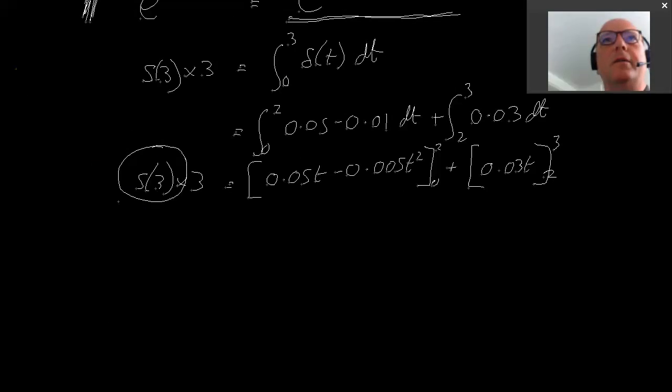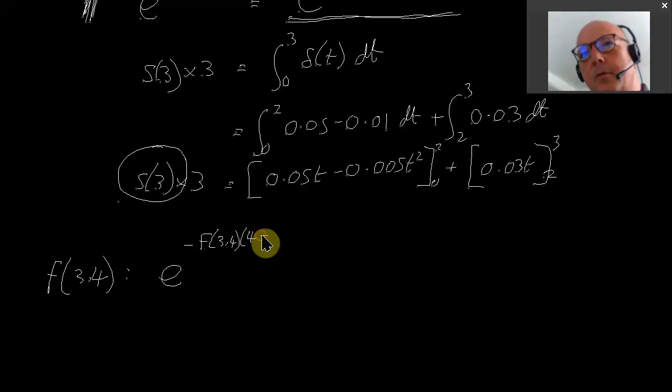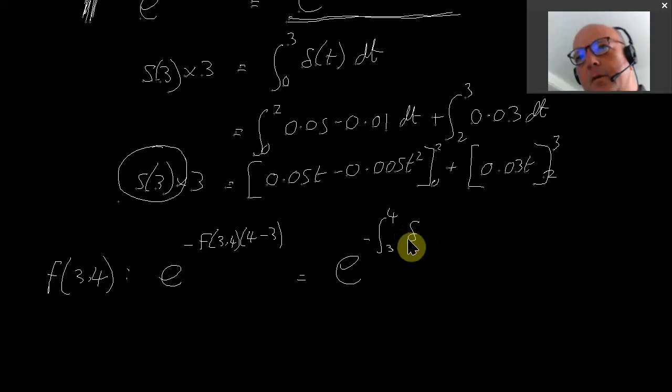So in this case, if I want F of 3,4, then how I'm going to work that out is I'm going to say e to the minus F of 3,4 times (4 minus 3) is equal to e to the minus the integral from 3 to 4 of delta t dt.